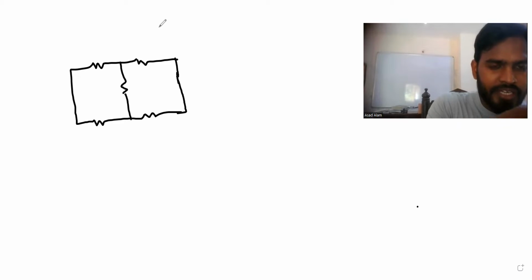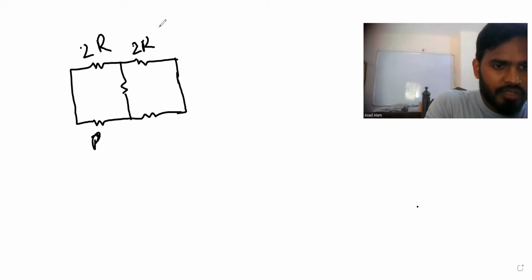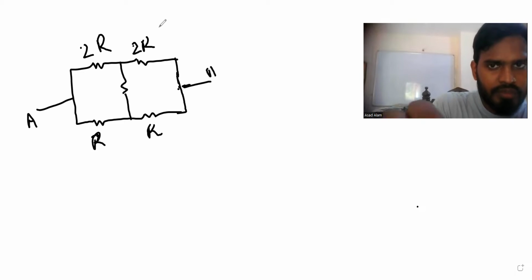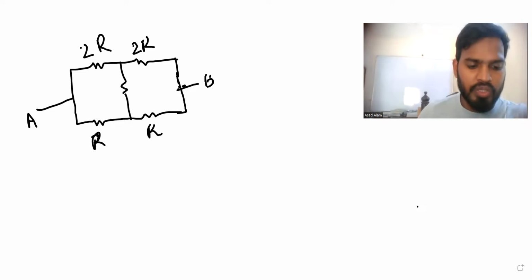Now let's take it as R, 2R, 2R. This is R and this is R. And this is B. So now you are supposed to find the mirror symmetry.